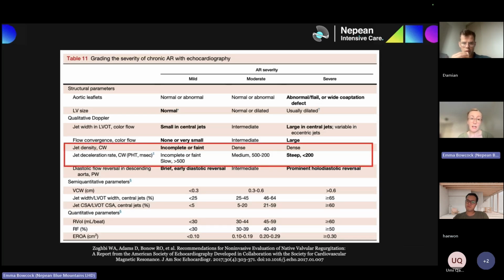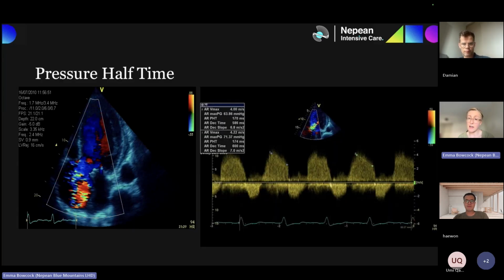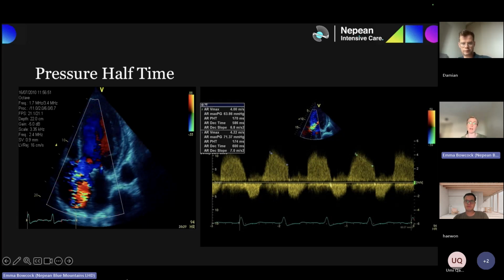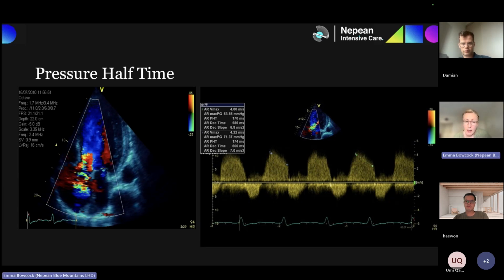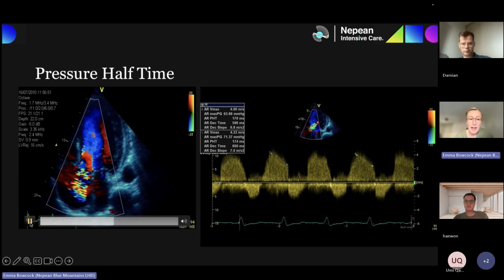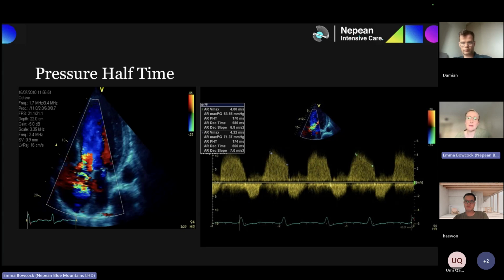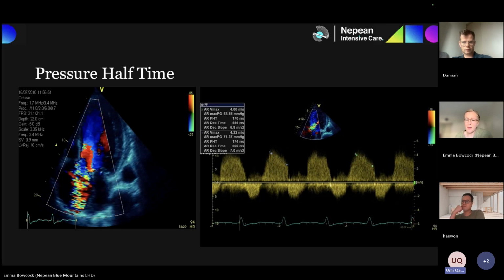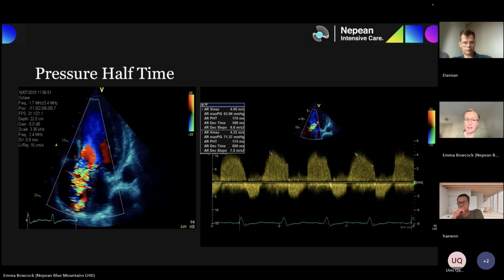So, as I say, we can look at the density and also measure this thing called the pressure half time. Does anyone want to tell me what they know about pressure half time and what kind of values they would be thinking of when they're thinking about AR severity? You can all help each other out if you like. Any numbers that you want to throw out there, and then we'll talk about caveats of it. Less than 200 is severe. 500 to 200 is kind of moderate, and more than 500 is like mild or normal.